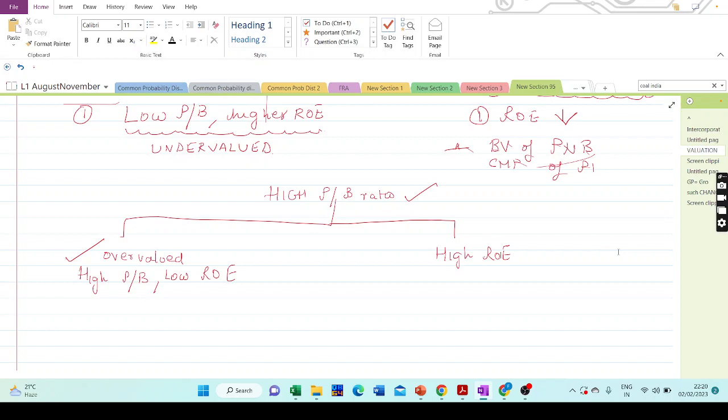Guys, have we noted down these 2 points? So second point repeat कर दो.